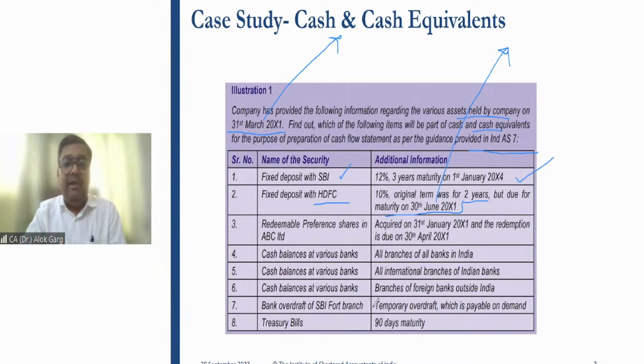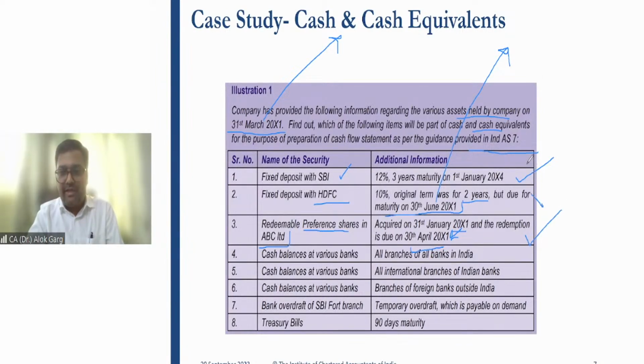Number 3, redeemable preference share. A preference share is not volatile, it is fixed and it is redeemable. That is why it is like a liability for the company. Acquired on 31st January, redemption on 30th April. The original period is 3 months, right? And this has an insignificant risk of change in value, and even the amount is known. So it is a cash and cash equivalent.